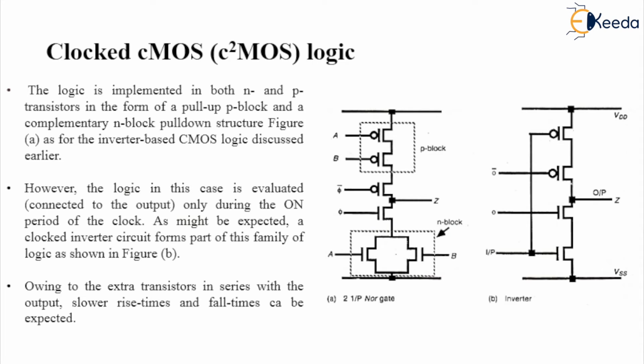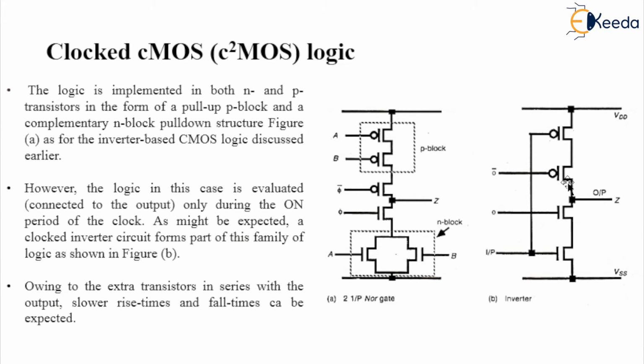Next, going to the clocked CMOS or C square MOS logic. Here 2 clocks are going to be used. One is the normal clock and the second one is the complementing clock. See here, this is the resultant circuit of C square MOS logic of a 2 input NOR gate, and this is a C square MOS logic of an inverter.